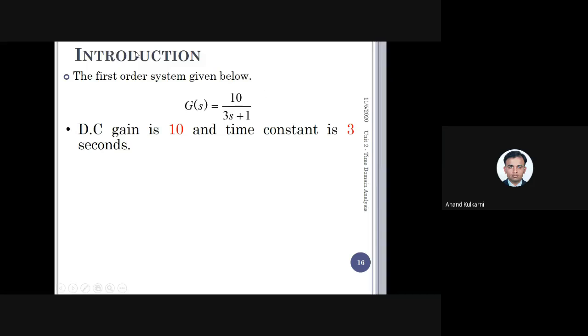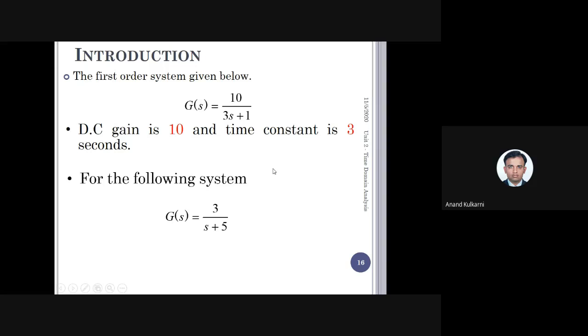So suppose this is a first order system whose transfer function is 10 divided by 3s plus 1. So this is the transfer function of the system. G of S is 10 divided by 3s plus 1. So here 10 is the gain of the system and 3 is the time constant in seconds. So this is how it looks like.